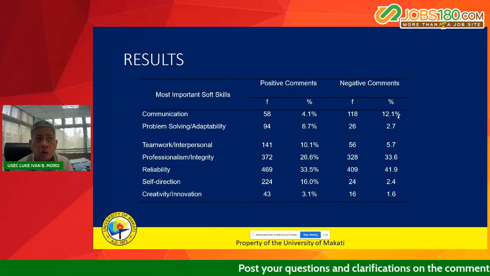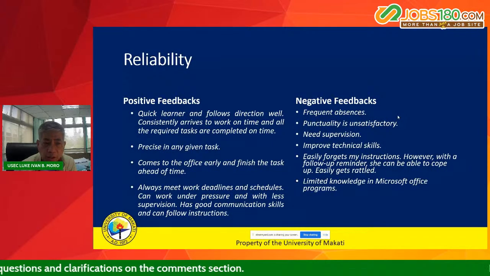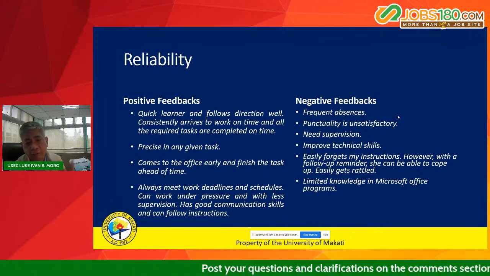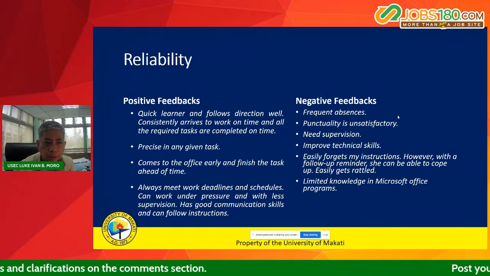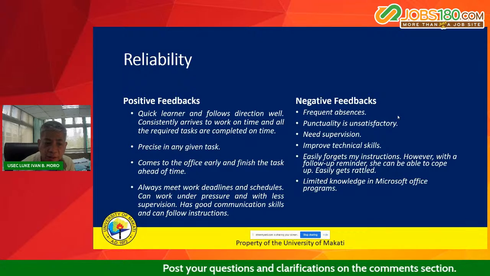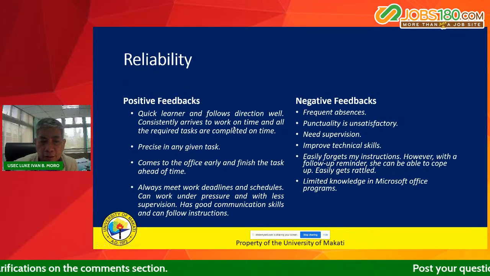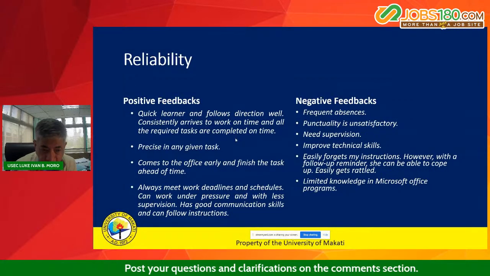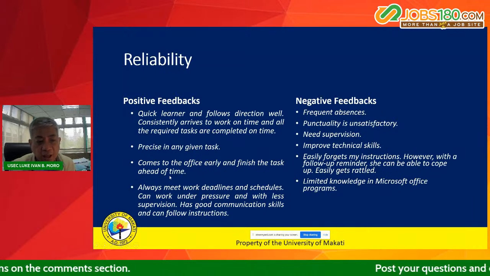So, the next is, what is reliability? These are real comments from the supervisors about the OJT. What are the positive feedbacks? So you'll have an idea what reliability is. Precise in any given task. Quick learner and follows direction well. Consistently arrives to work on time and all the required tasks are completed on time. How do we analyze that? Reliability means being punctual, reporting regularly, being on time, then finishing the task ahead of time.